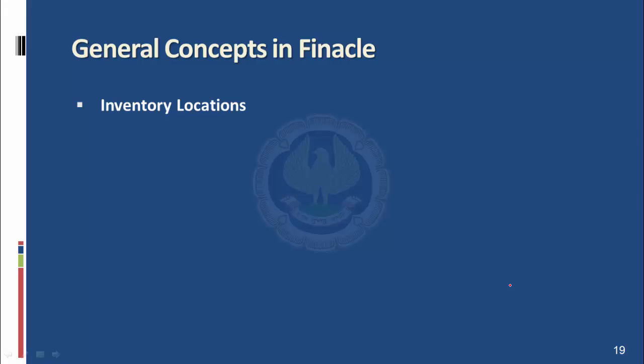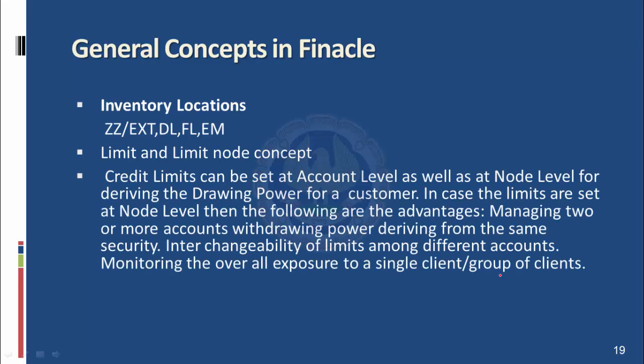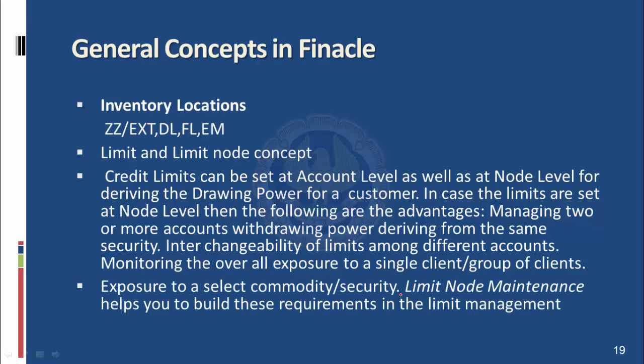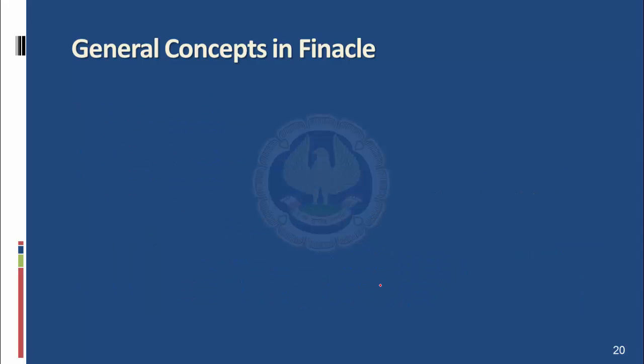The other concepts under CBS are inventory locations. These are the inventory locations like XXXT and then DLFL and EM, and then limit and limit node concepts. Limit and limit node concepts are something at the account level as well as the node level. Let's try to understand this from the point of an example that is given here in the next slide.